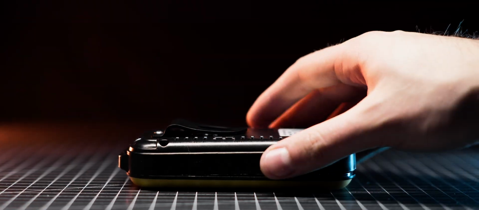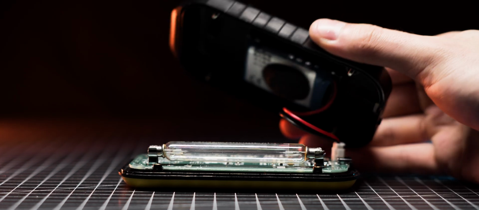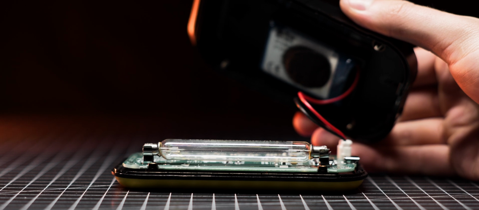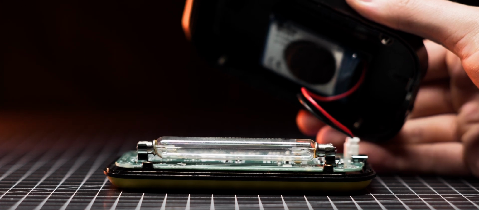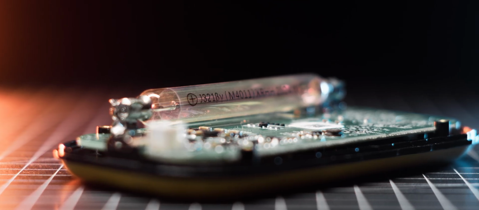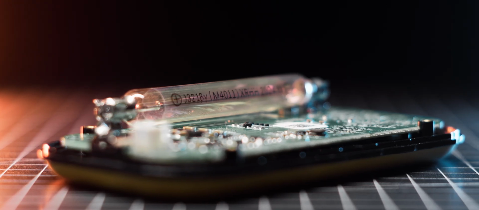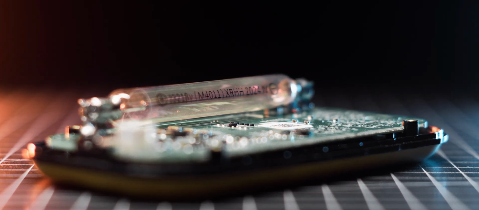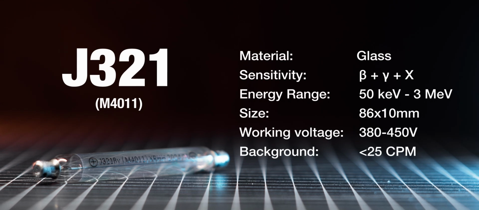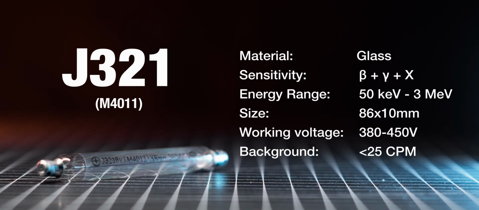The Geiger Müller tube used by this meter is the J321, which is a Chinese glass tube, and it is okay. It gives around 20 counts per minute of background, and it is able to detect hard beta, gamma, and X-ray radiation. Compared to other Chinese tubes, it is definitely much better, but I still wouldn't call it an ideal design.